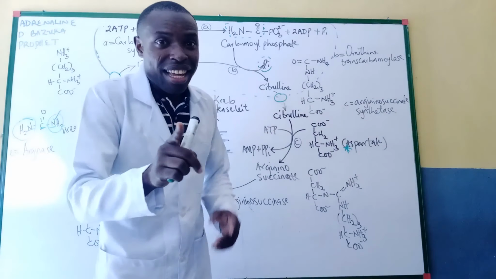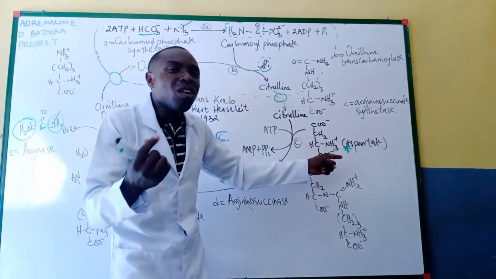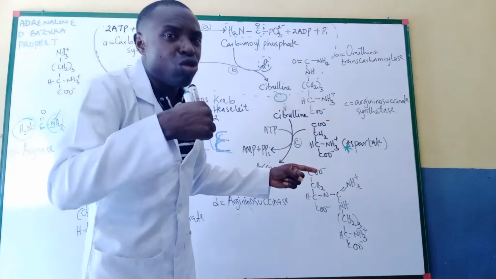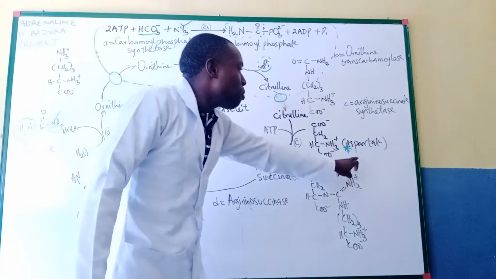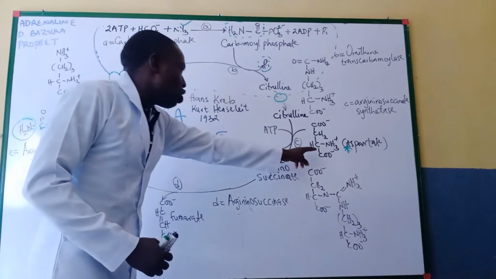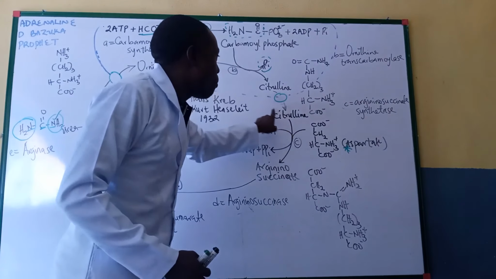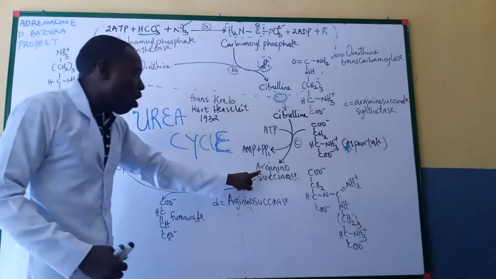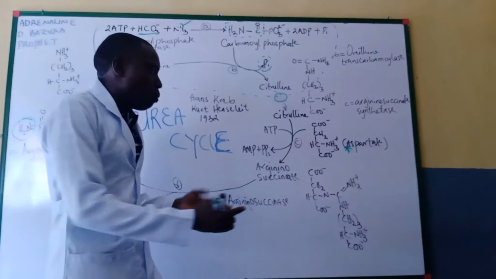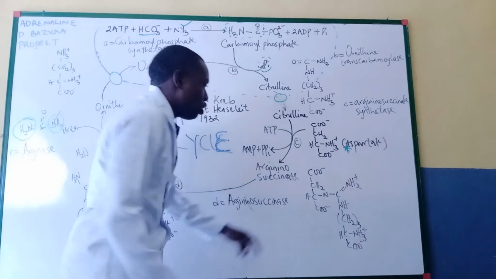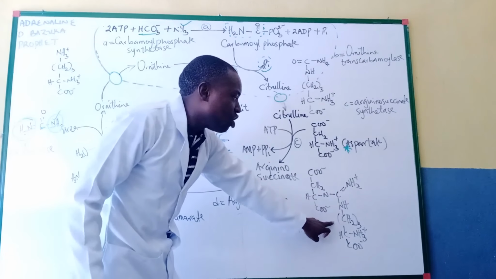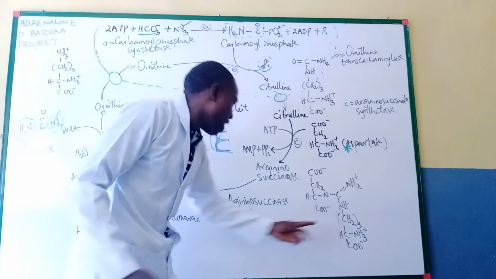Do not forget, as I've told you, that the second nitrogen atom in urea is produced from aspartate, and this is the structure. Aspartate combines with citrulline to give what we call argininosuccinate. This is the structure of argininosuccinate. Very simple. This structure here is the aspartate combined with citrulline. This is what you get.